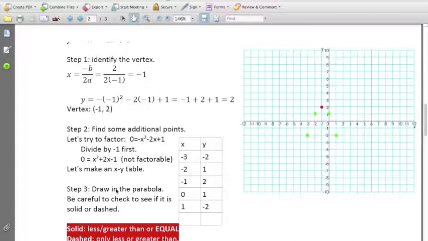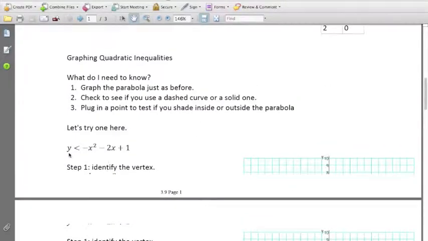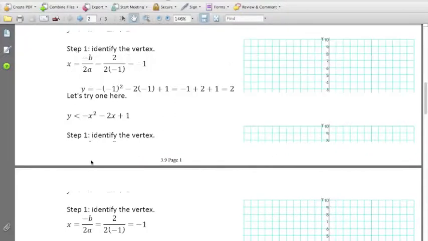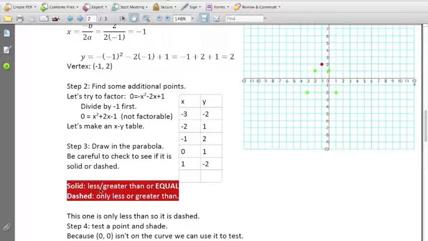The third step is to draw in a parabola and then check to see if it's going to be dotted or dashed, or is it going to be solid. If we go back to our original inequality, it says y is strictly less than. If it's just less than or just greater than, then you use a dashed line. If it's solid, then it's going to have less than or equal to, or greater than or equal to, so it has that equal to portion written underneath the less than or greater than sign. If that line is there, then you make your line solid.